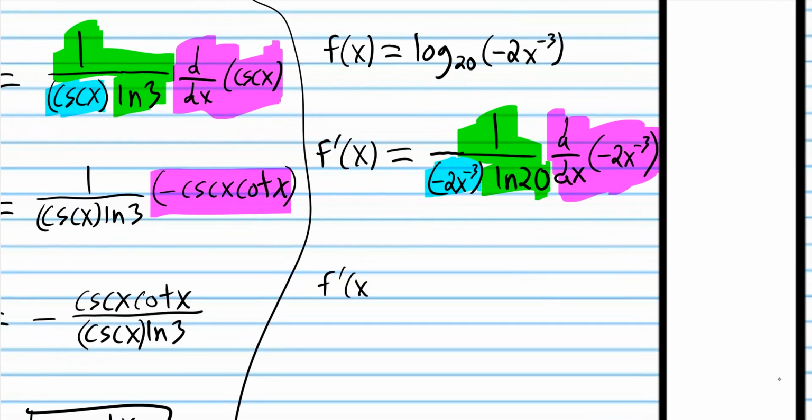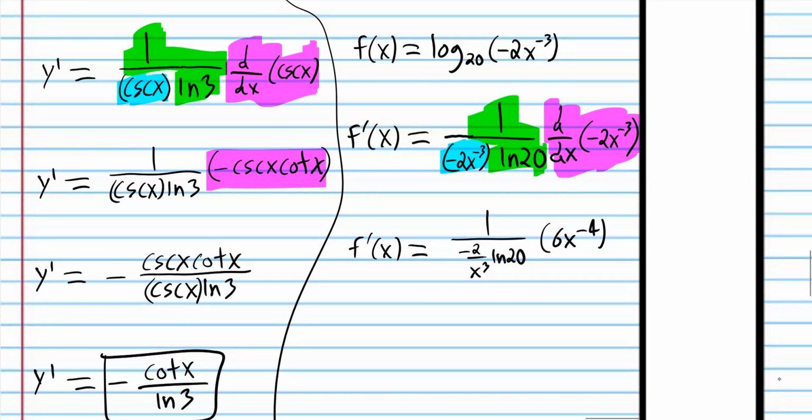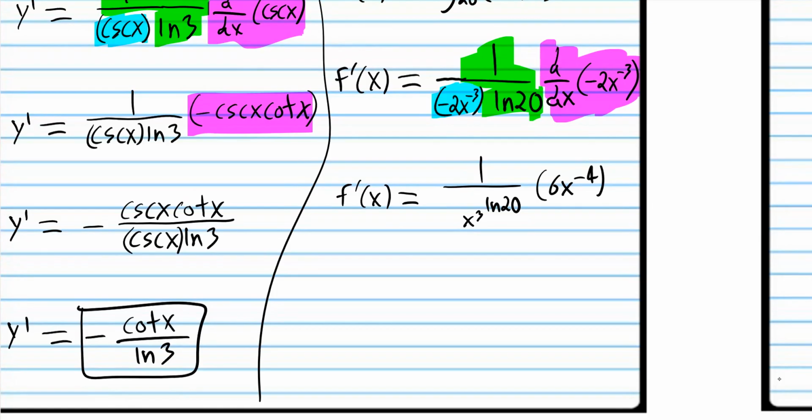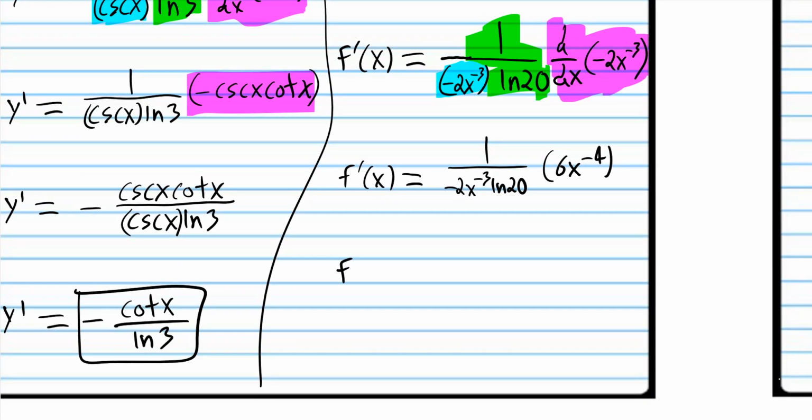So we have kind of a weird expression here. This is going to be negative 2 over x cubed times natural log 20. Then we have 6x to the negative 4 power. There are a lot of different ways to simplify this. I'm just going to keep this as negative 2x to the negative third power. I think that'll be easier to deal with that way.